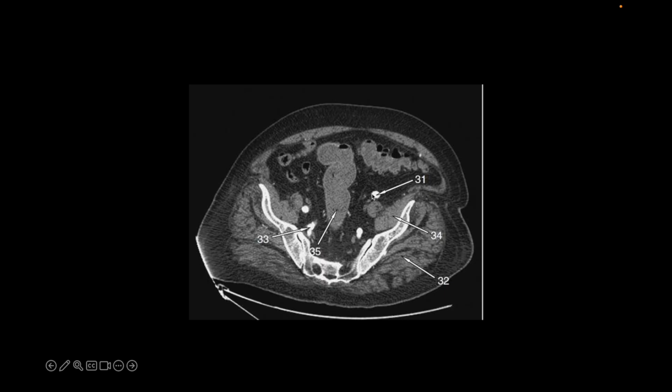31 is the left external iliac artery. You know it's divided at this point. 32 is the gluteus maximus muscle. You see this muscle here, the big muscle of the bum with fatty striations. That's a gluteus maximus. This is medius. This is minimus. 33 is your internal iliac artery, which is split between the external and internal. And 35 is your rectum. So it's sigmoid colon coming down and then into the rectum. We've got a few diverticulae here.